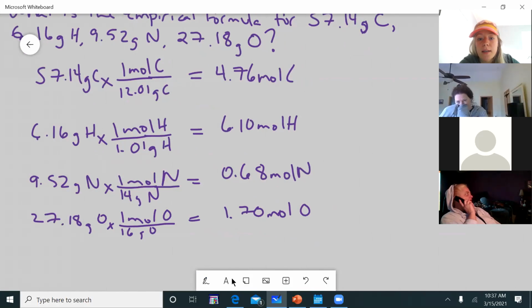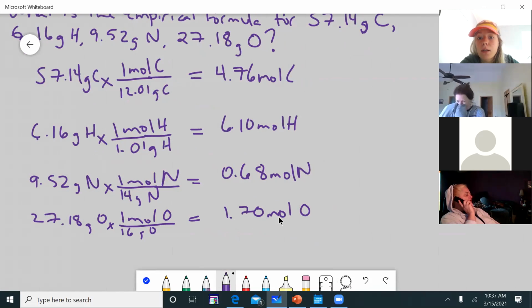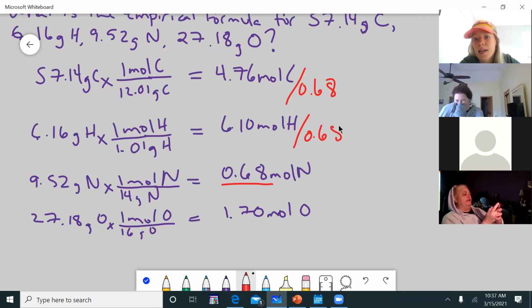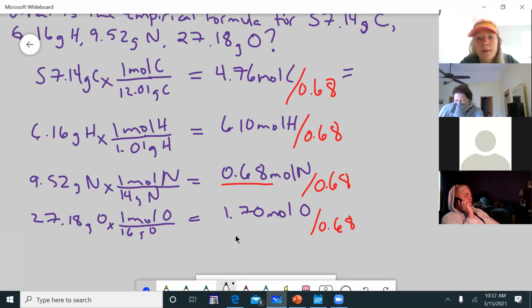So once we've gotten to this stage, we need to divide all of these by the smallest number. And in that case, this is the smallest number. You could write the pseudo formula, or you can just divide here. 0.68, 0.68, 0.68, and 0.68. Let's keep our fingers crossed and hope that we get whole numbers.